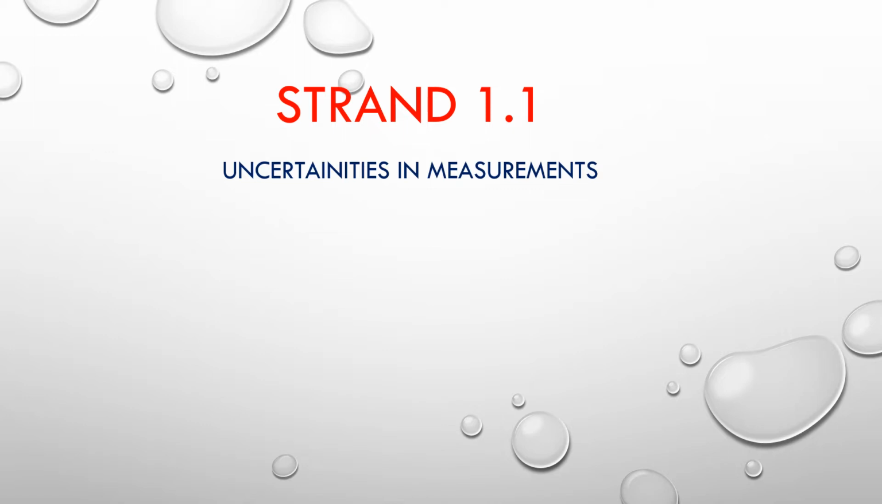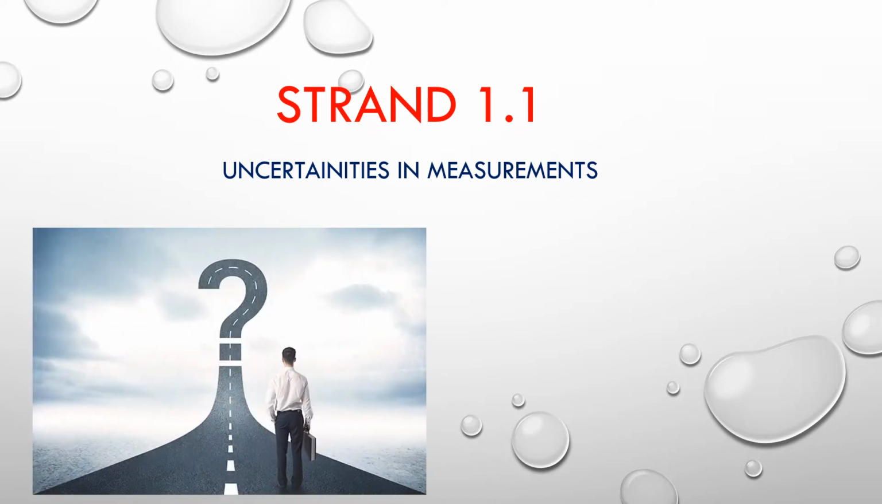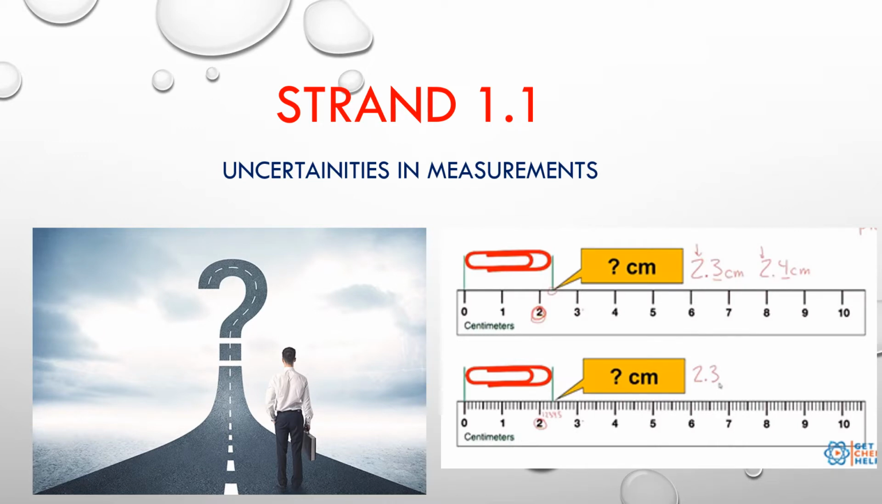So let's begin with our Strand 1.1, which is Uncertainties in Measurements. So what is uncertainty? Well, when we are uncertain or unsure of anything, there is always a dilemma. That is what happens in our real life. However, in chemistry, uncertainty has to do with measurements.